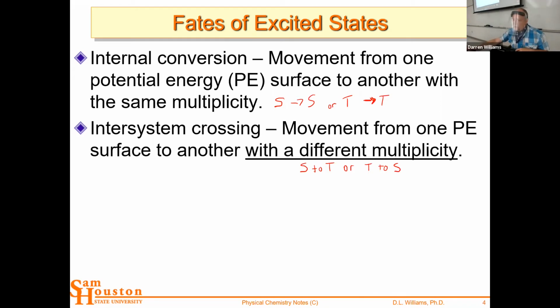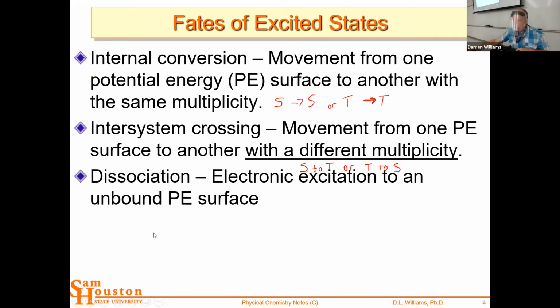Then we have the radiative relaxation. So, well, we have dissociation. I've forgotten about that. So this is where we have a transition from one potential energy surface to another one, and then that one doesn't have a minimum. It just, the molecule falls apart. And so that's also non-radiative.